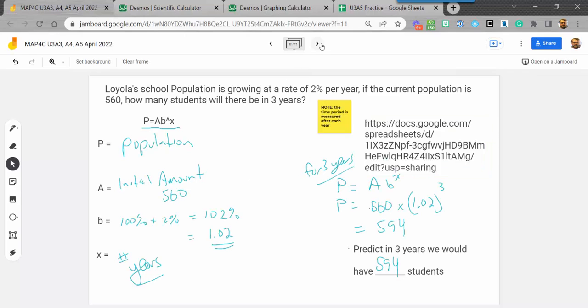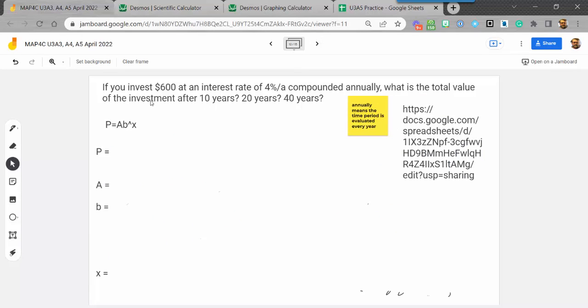So let's go and try this one. If you invest 600 at an interest rate of 4% per annum compounded annually, what's the total of the investment after 10 years, 20 years, and 40 years? This gets a little different now because we have to break this down to watch out for our annual compounding versus if it was monthly or whatever. This one's annually, so it's not going to be a problem. Later on, we're going to do ones where it's monthly or biannually or whatever else, and it'll become a little problem. So this one will be a little bit easier.